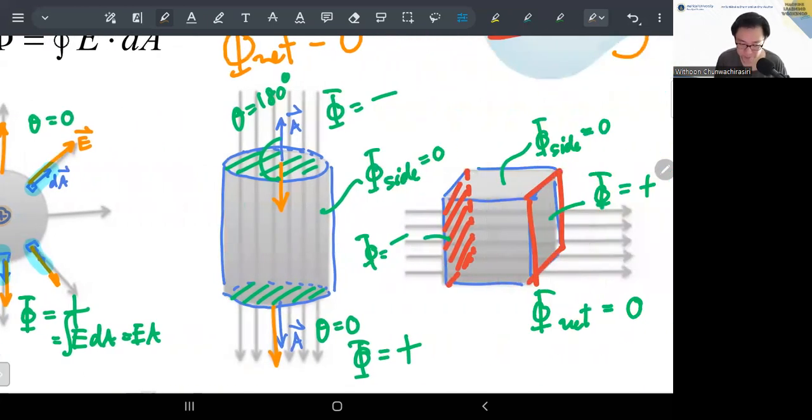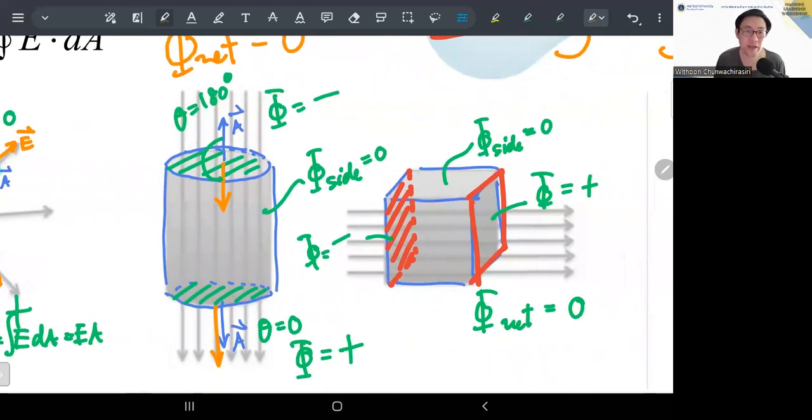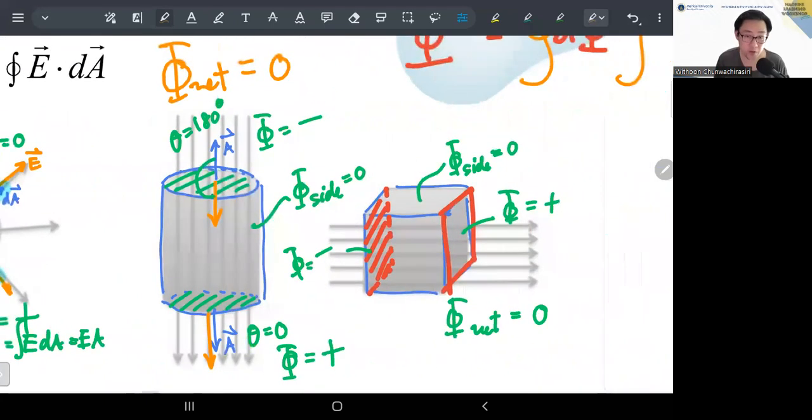Look at this one. These two examples showcase the case of zero net flux, because the electric field that enters and leaves has the same amount of flux. So you have no net flux. What does it mean? It means inside these closed surfaces, there must be no charge, no electric charge.